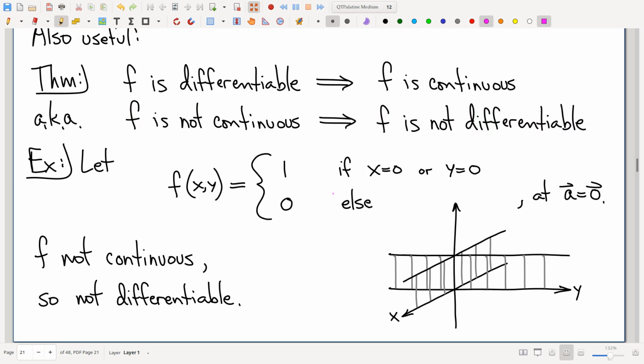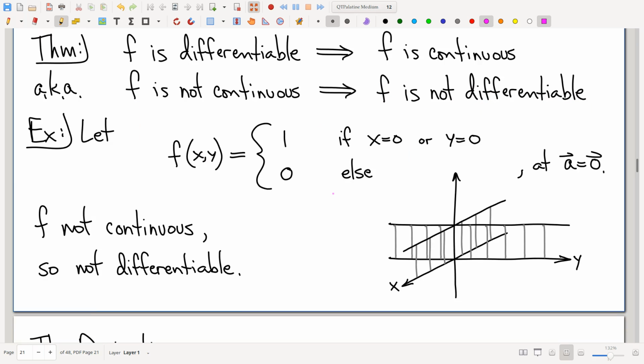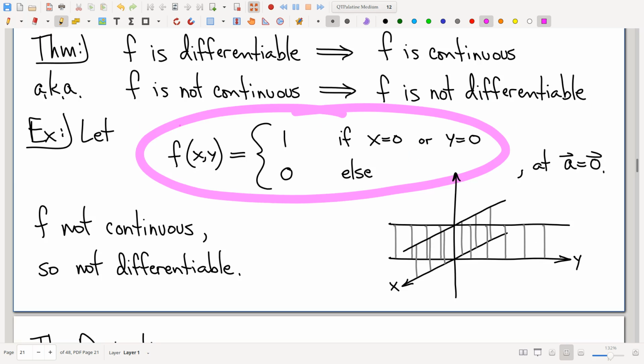So here's an example of how we can use this. This is the example we talked about at the very start of today's class. This weirdo thing that's 1 above the axes and 0 everywhere else. Strange function. But it has an obvious discontinuity, certainly at the origin. Right? You look at the origin right there.